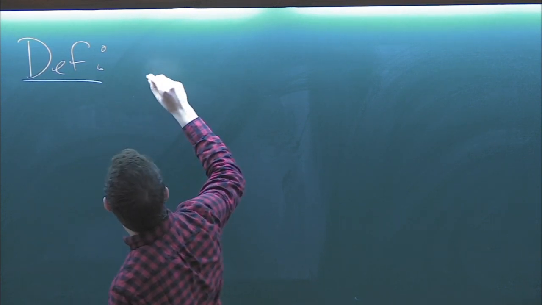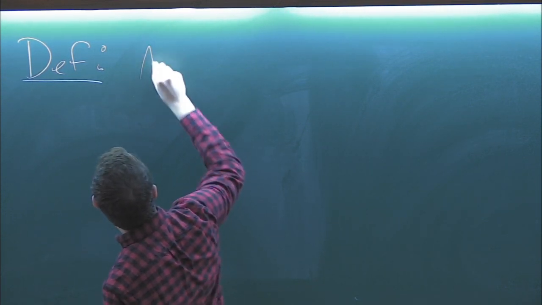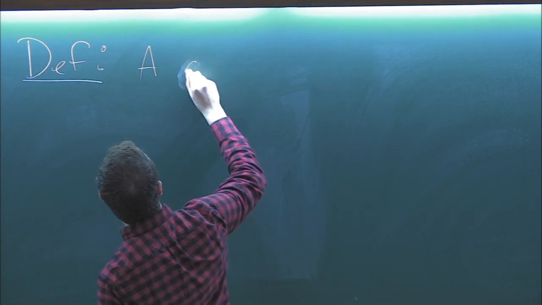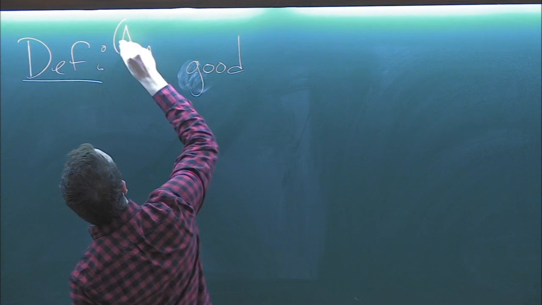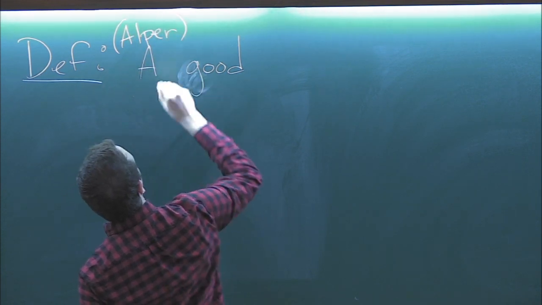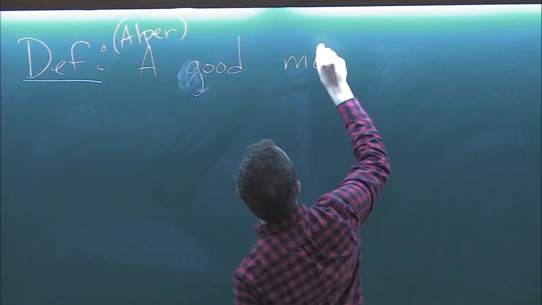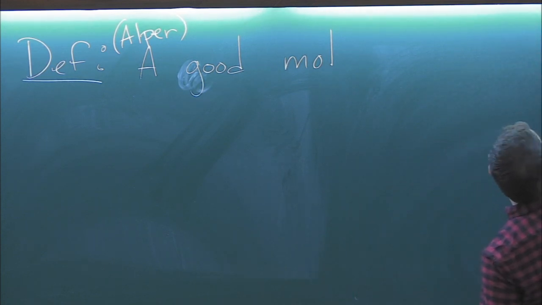So the correction for this is the definition of a good moduli space. It's kind of amazing. This is a definition due to Alper. Alper's thesis is a good moduli space. Let me just do this.